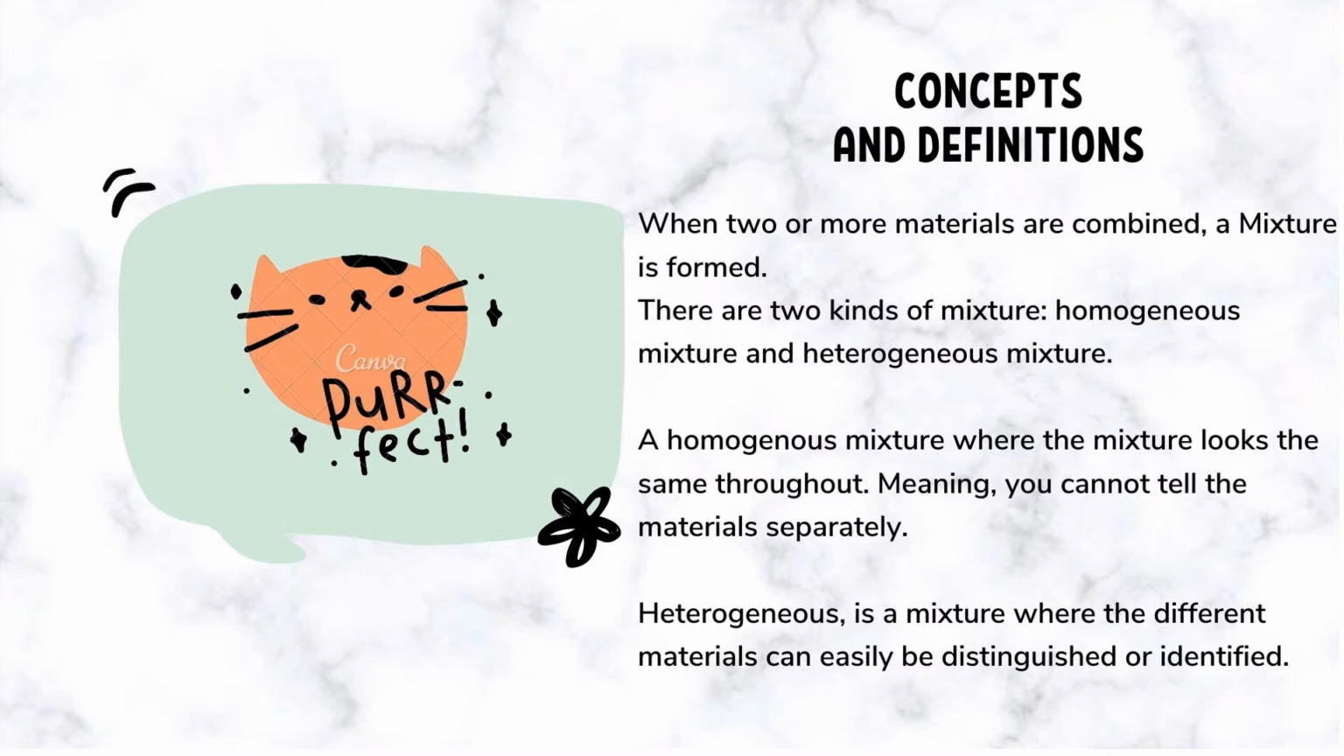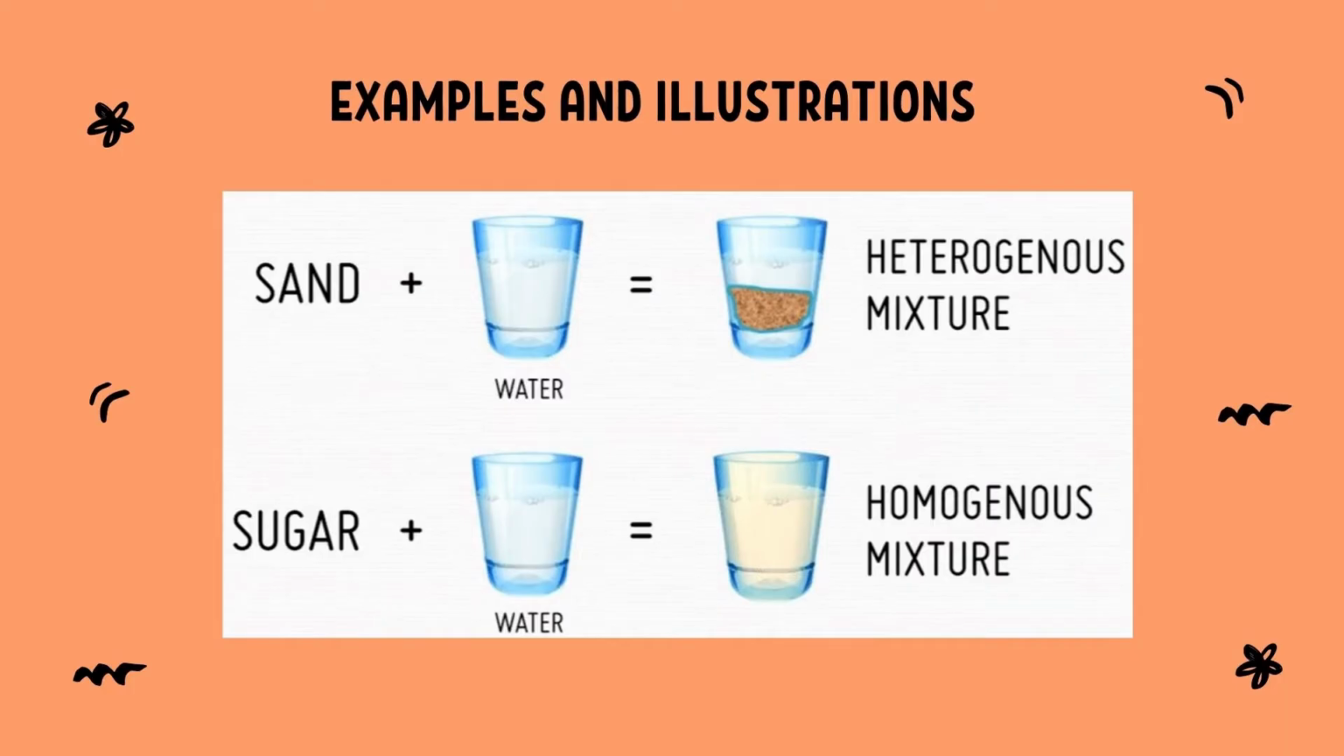The solid materials could also undergo changes when exposed to certain conditions such as temperature or when mixed with other materials. When two or more materials are combined, a mixture is formed. There are two kinds of mixture: homogeneous mixture and heterogeneous mixture. A homogeneous mixture looks the same throughout, meaning you cannot tell the materials separately. A heterogeneous mixture is one where the different materials can easily be distinguished or identified.